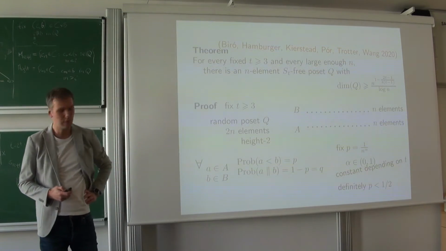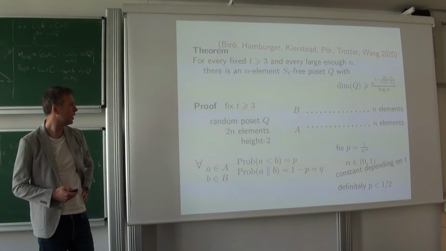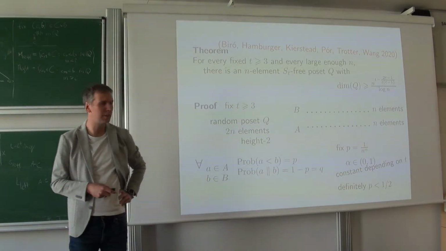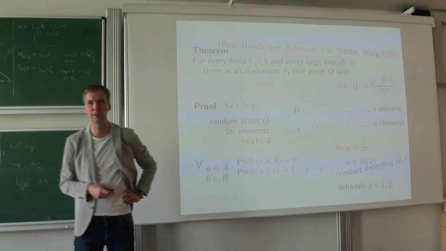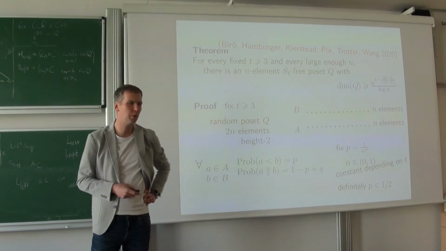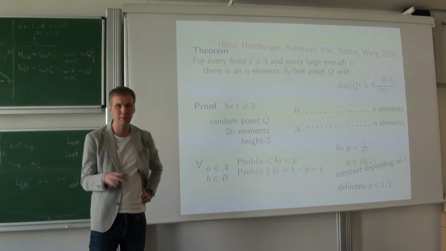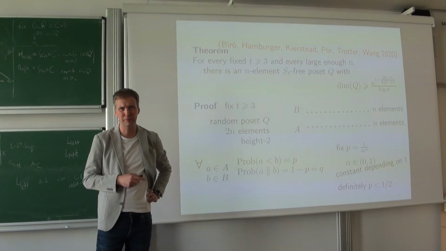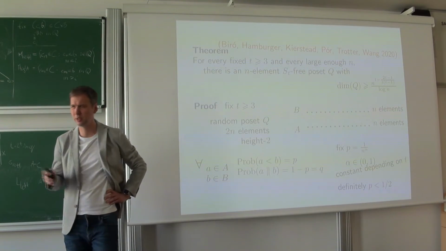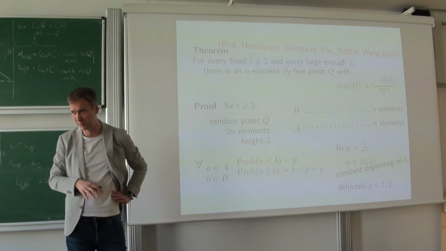So it grows substantially. And here is a setup for the argument. This time we're going to take a random poset. It will be of height 2. We start with n elements at the bottom and n elements at the top. Since we're going to take a subposet of it, eventually the subposet will have exactly n elements, yes? But now we have 2n elements.